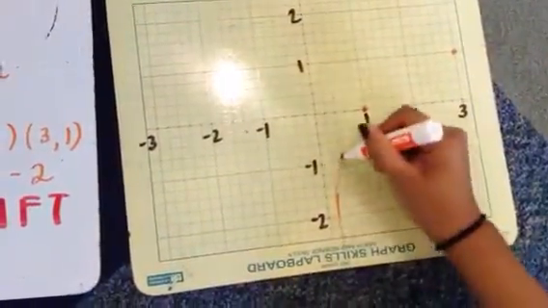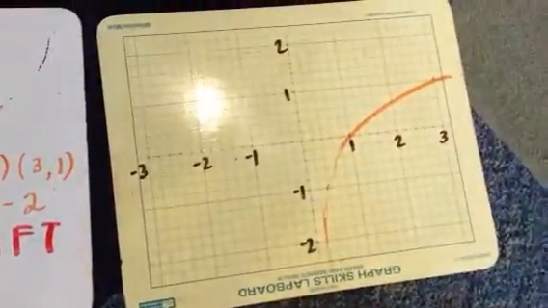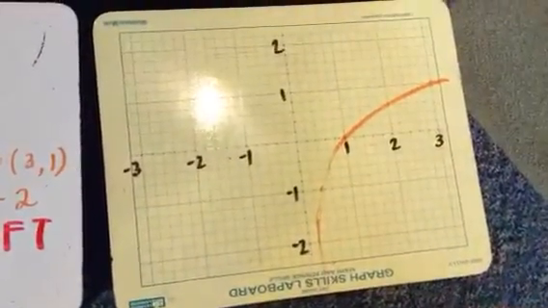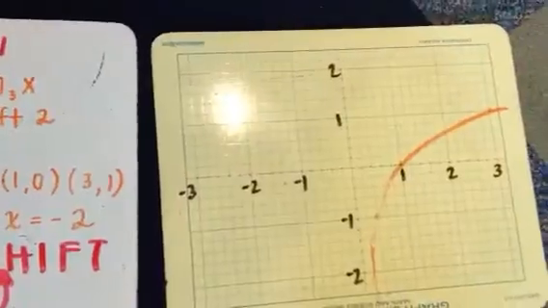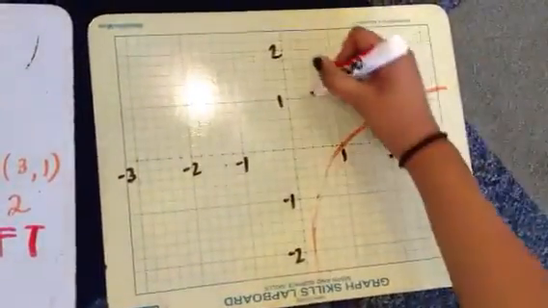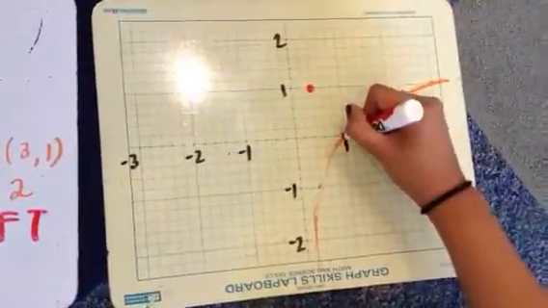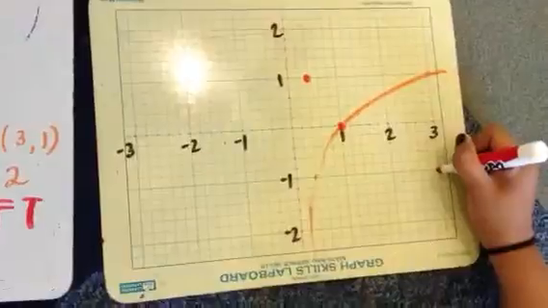After plotting these points, we will reflect the equation across the x-axis because the negative sign is in front of the entire equation. Therefore, the entire equation will be less than 0. The points for this reflected graph are 1/3 comma 1, 1 comma 0, and 3 comma negative 1.